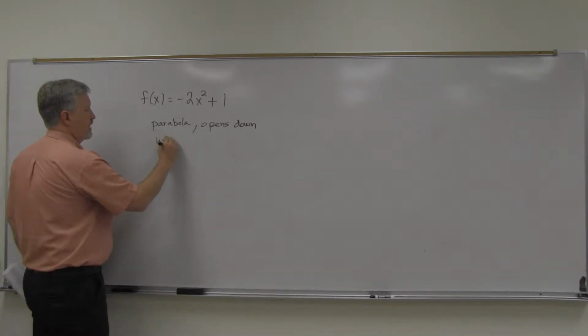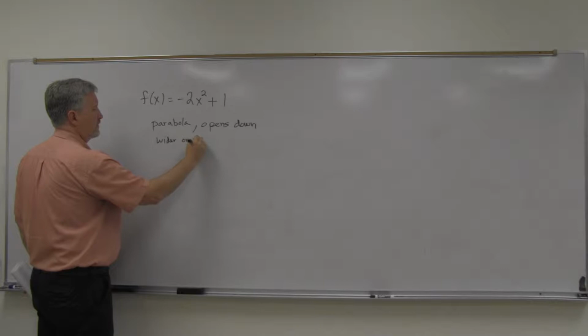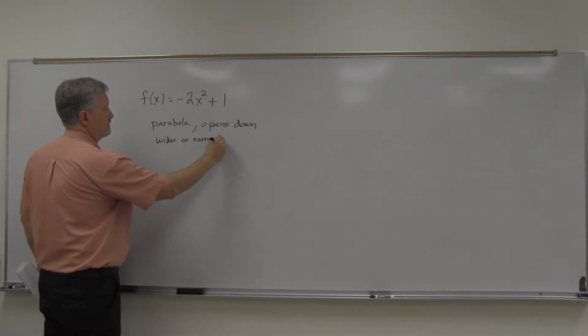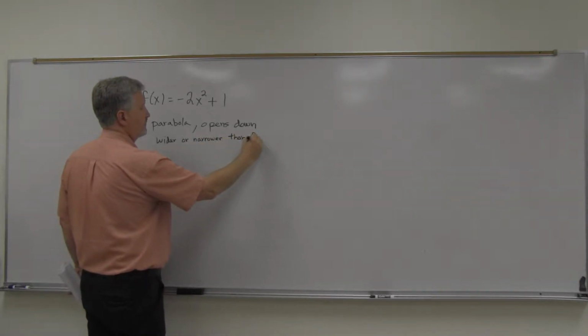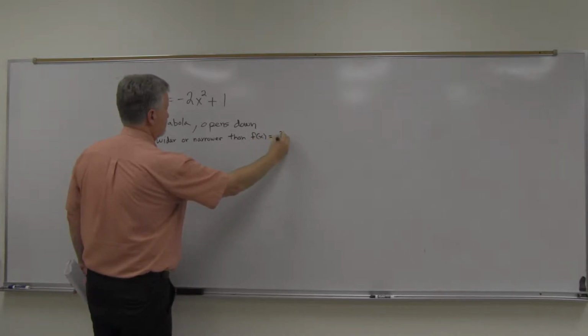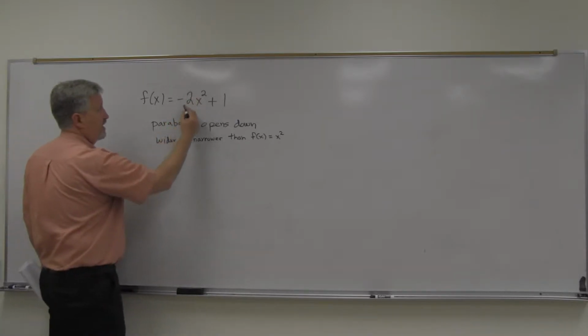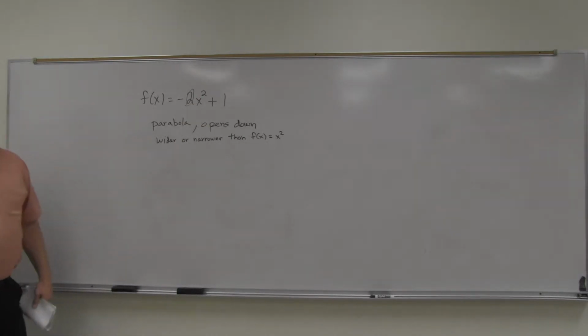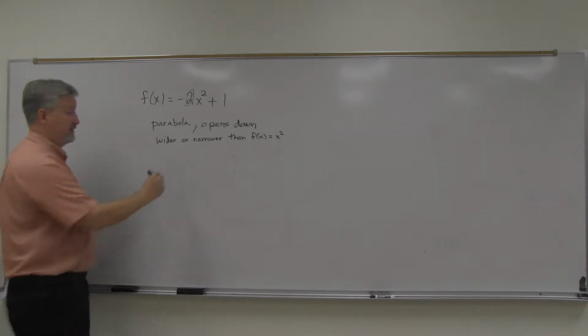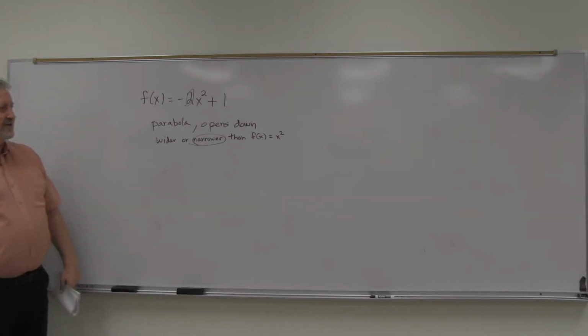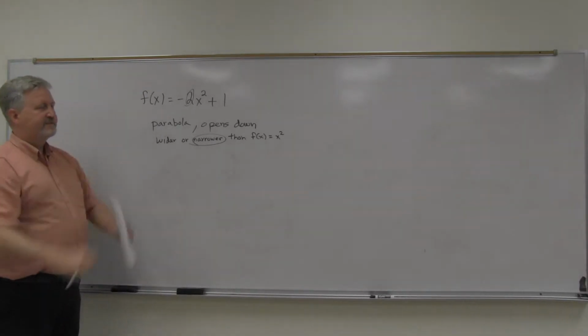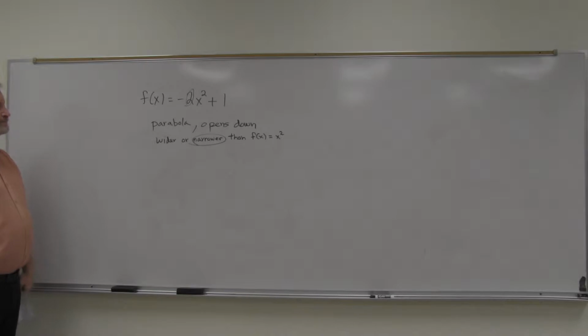And is this wider or narrower than f of x equals x squared? Wider or narrower? Wider. No. It'd be narrower, wouldn't it? Because again, just looking at the positive part of the number in front of the x squared, it's 2. And if that number is bigger than 1, it's narrower. It is narrower. It makes it more narrow.